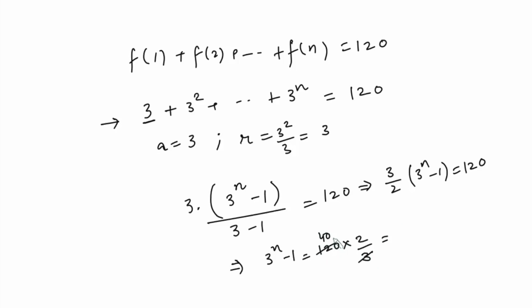So you have 40, that is 80. And that means 3 raised to the power n is equal to 81. And that's 3 raised to the power n is equal to 3 raised to the power 4, or n is equal to 4.